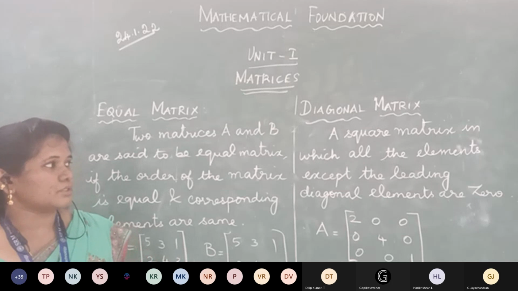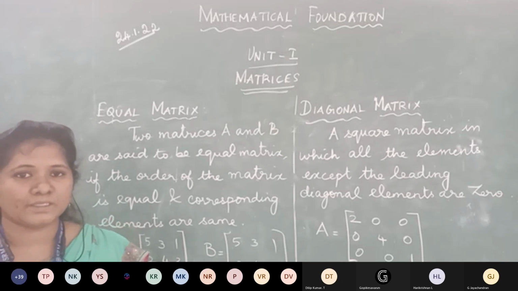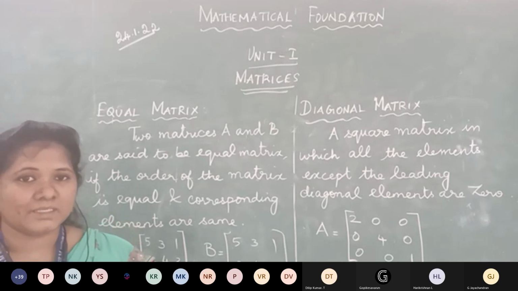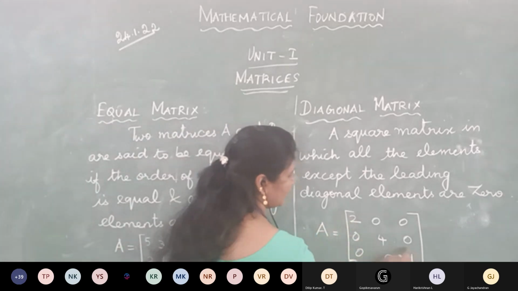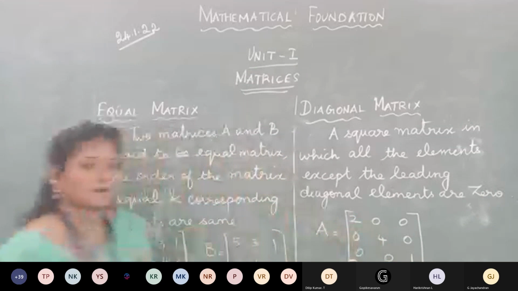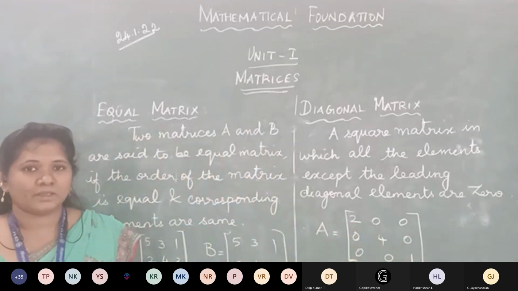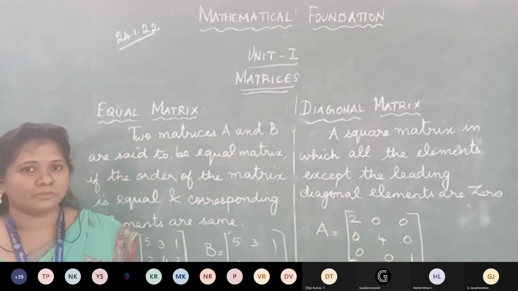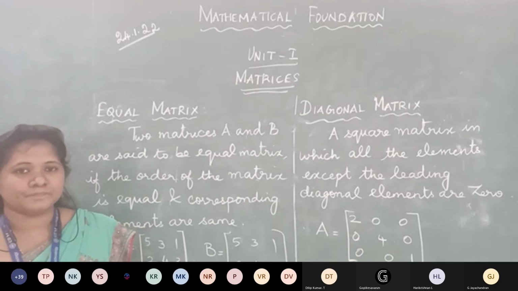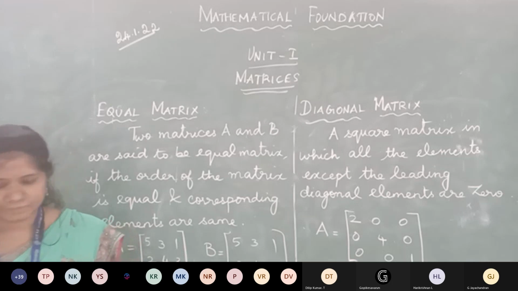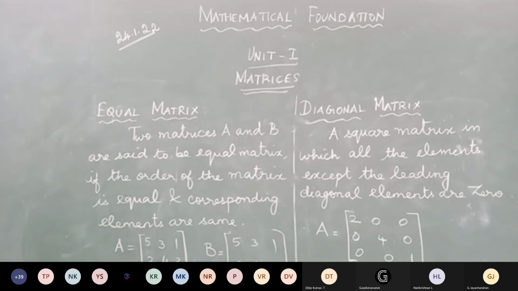So a square matrix in which all the elements except the leading diagonal elements, so this is your diagonal. Except that leading diagonal elements, all other terms are zero. Then it is called your diagonal matrix. And you can give an example. You can give for a 2 cross 2 matrix also. So that is your diagonal matrix.